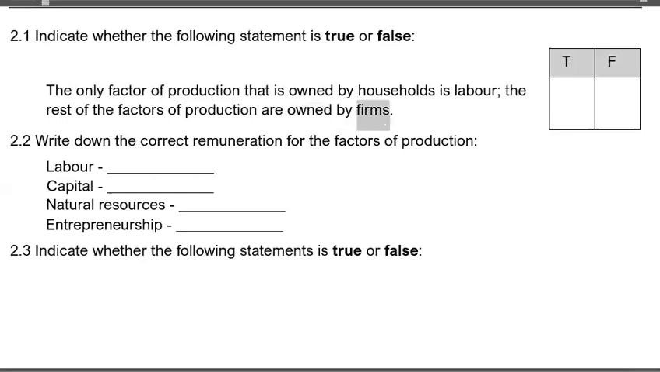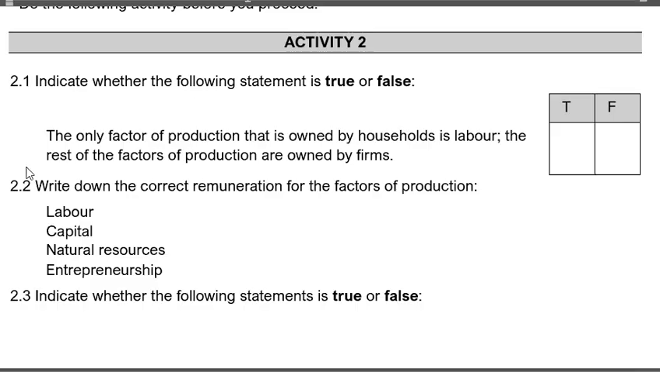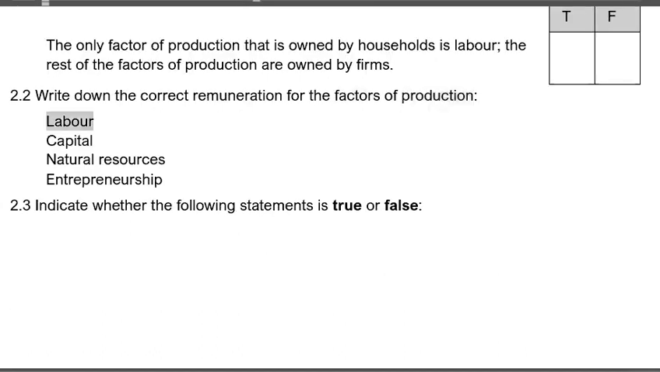2.2 Write down the correct remuneration for the factors of production. Labor, capital, natural resources, entrepreneurship.